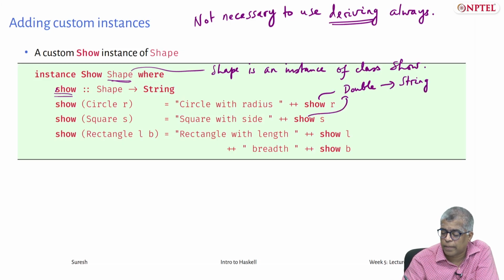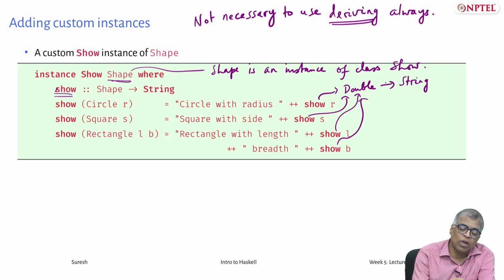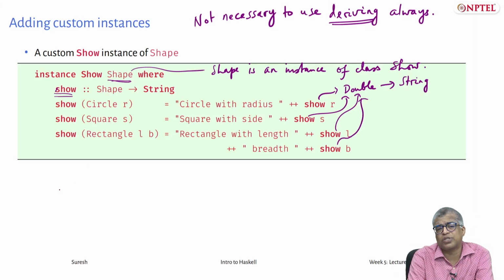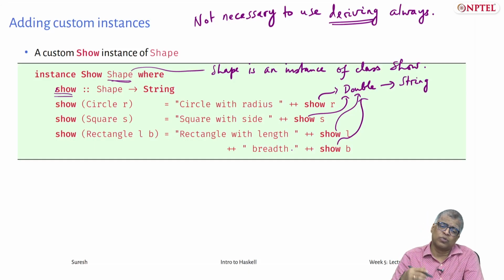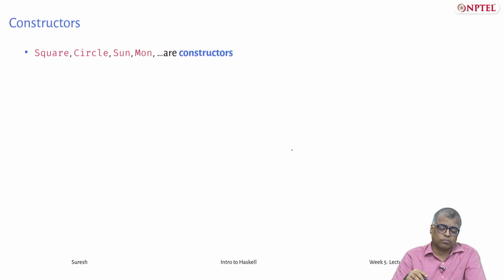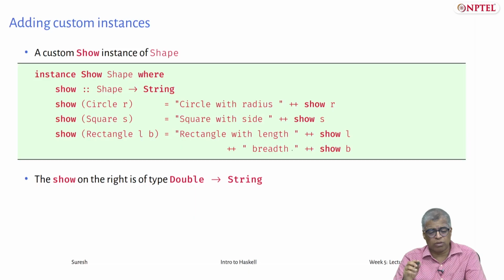Show Square s, I could say Square with side, and then I could add plus plus show s. Or show Rectangle l b means Rectangle with length show l and breadth show b. I could do things like this. This is more informative. You could do this. So this is the point.